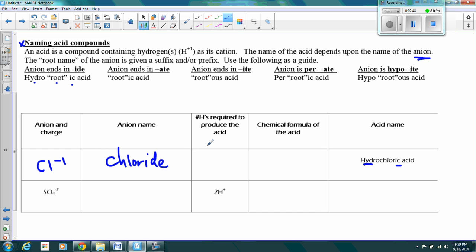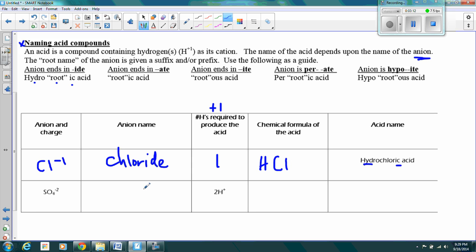And the number of hydrogens required to balance the acid. You need to keep in mind that hydrogen has a +1 charge. So if I have a -1 charge over here, I only require 1 hydrogen to balance it out. So my chemical formula, I always start with H. Well, how many? I just decided that it was 1, and then I add my anion, Cl, HCl.